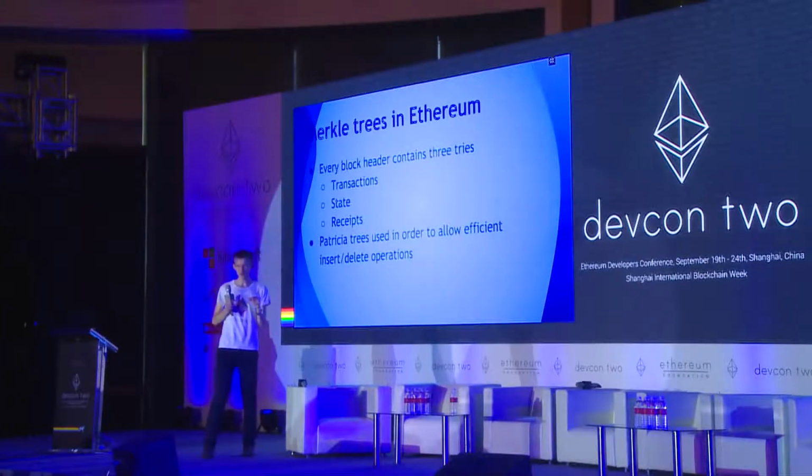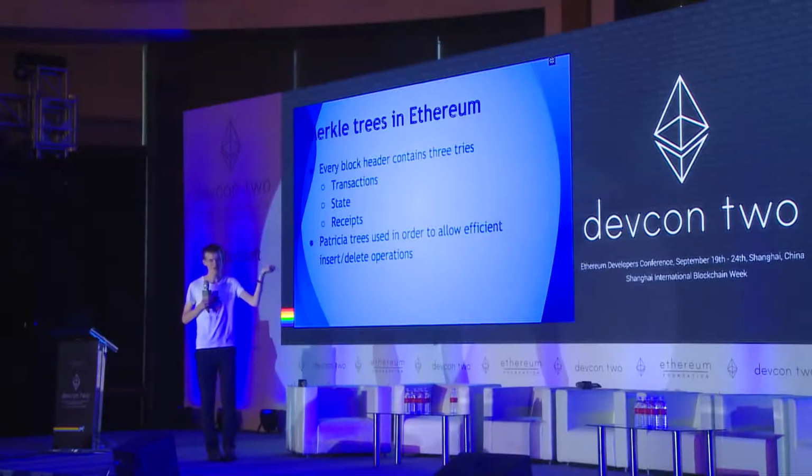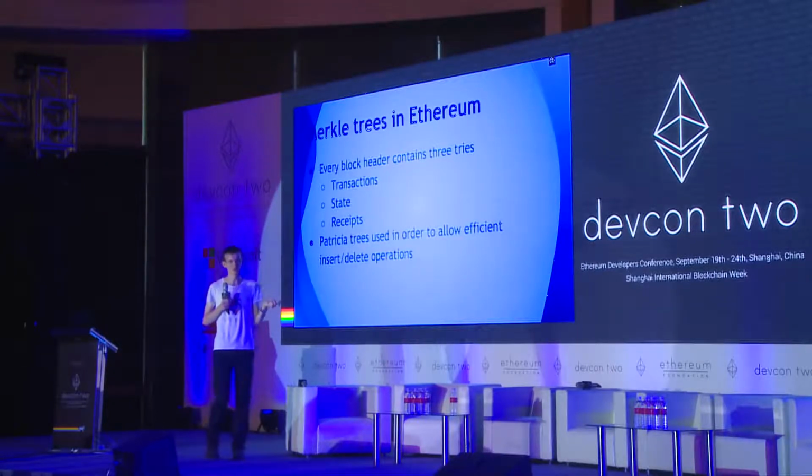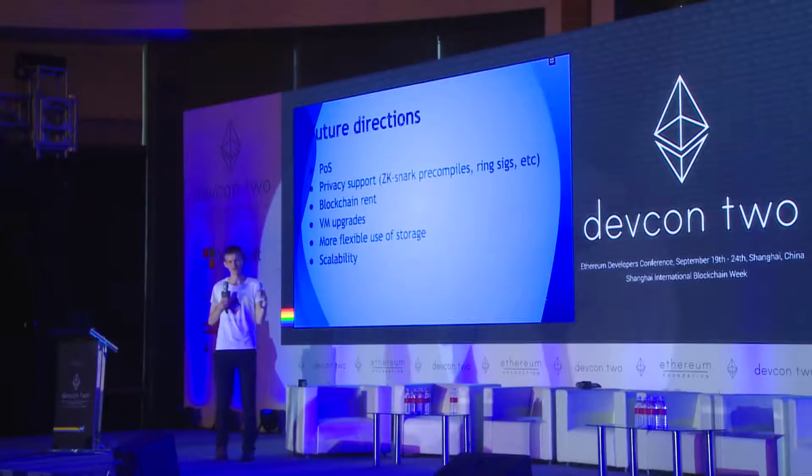So block headers contain 3 trees. Bitcoin uses Merkle trees just for transactions. We use Merkle trees for transactions and for the state. This includes account balances, contract code, contract storage, receipts. We have Patricia trees, which allow you to update the tree very efficiently. And so those are the basic building blocks of the Ethereum protocol right now.